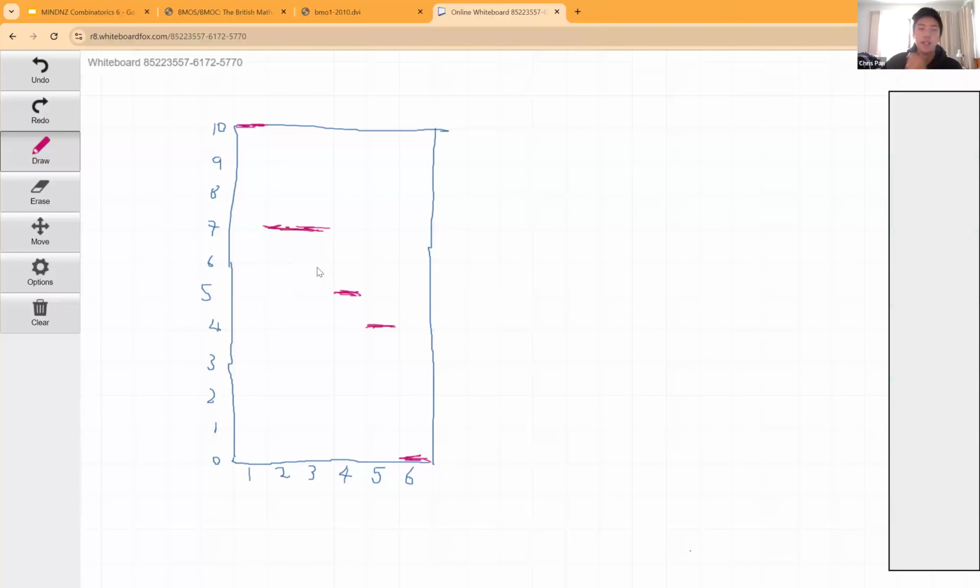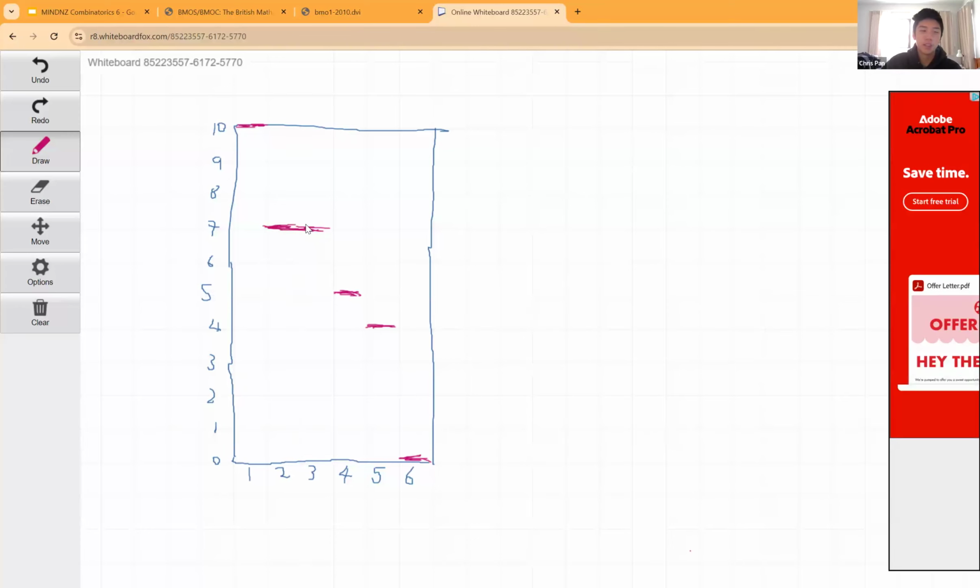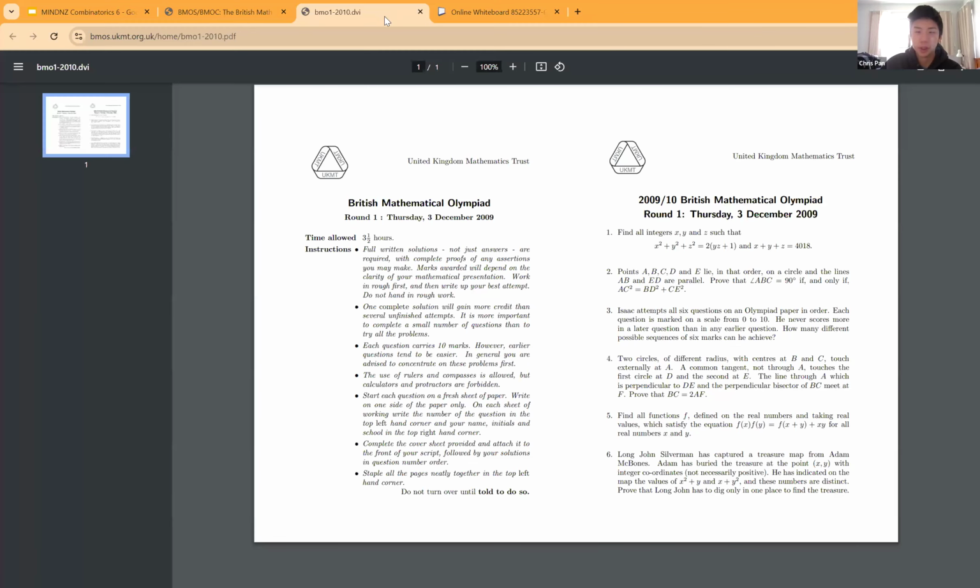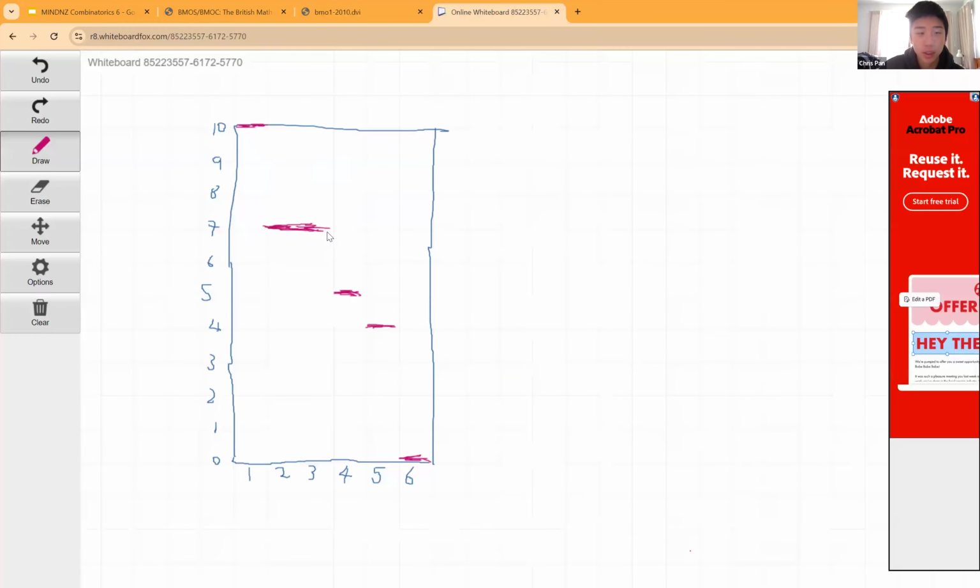Okay, I guess I won't finish the solution now. But if you visualize every single possible combination of scores, every possible sequence of 6 marks, you can think of it as a bunch of horizontal lines spread out across this 6 by 10 grid.